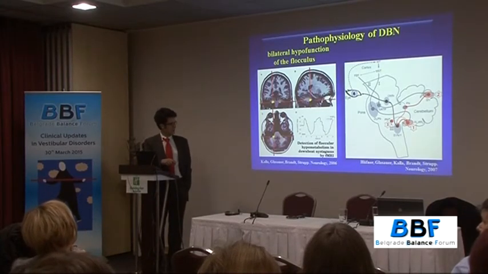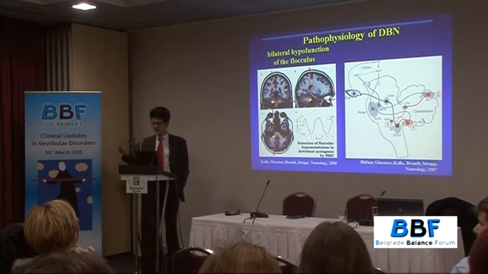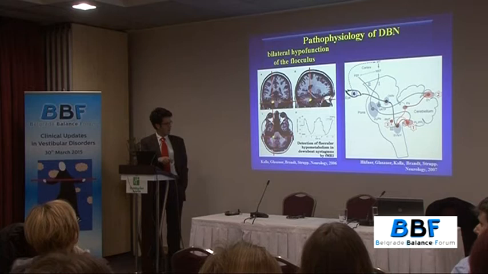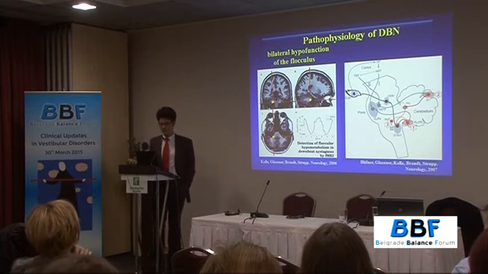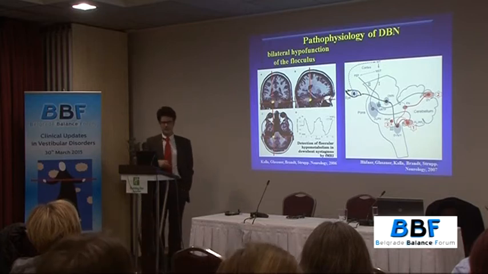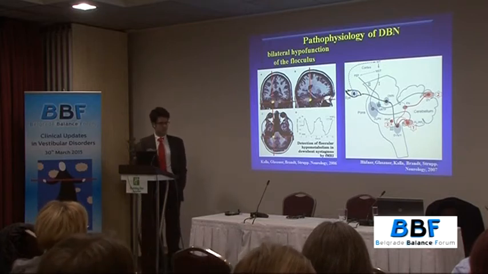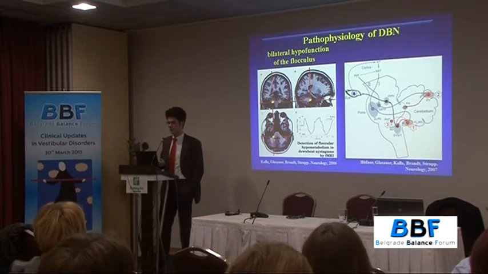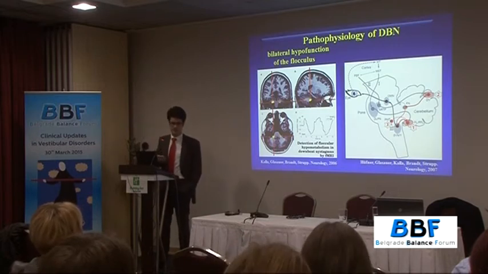But what can give you a downbeat nystagmus is a floccular lesion or degeneration, or rarely some disconnection of the projection from the flocculus to the vestibular nuclei, or very rarely a lesion of the superior vermis, which then normally gives a positional downbeat nystagmus.